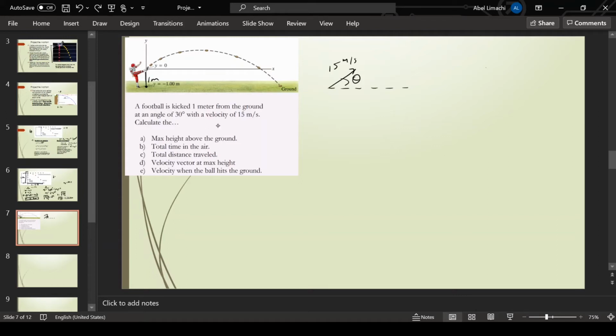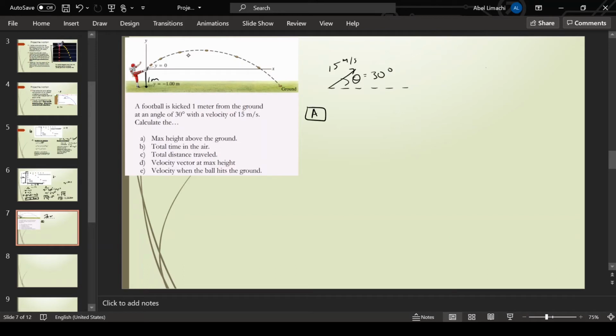So then we have, it says here the angle is 30 degrees, and the velocity is 15 meters per second. Calculate the max height above the ground, total time in the air, total distance traveled, velocity vector at max height, and velocity when the ball hits the ground. Okay, that's a lot of parts, but this is important stuff, so it's good that you guys are reviewing this right now. Alright, this is part A.